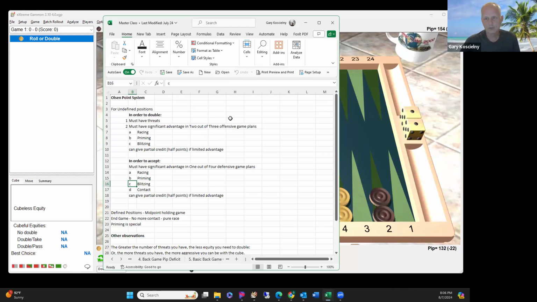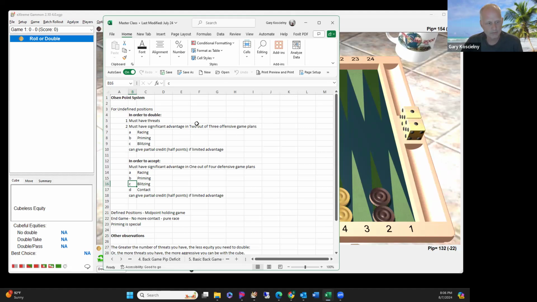Secondly, you have to have an advantage in 2 out of 3 offensive game plans. And the 3 offensive game plans he's talking about are racing, priming, and blitzing. And we'll look at today, sometimes you can give partial credit for this. And we'll look at some examples of that.